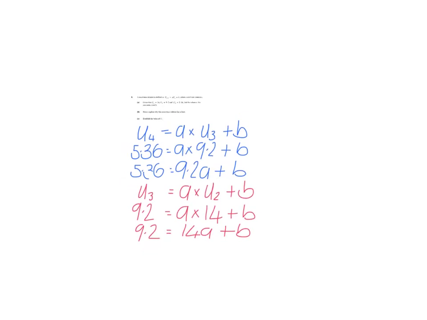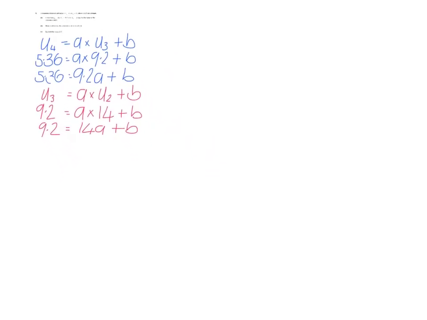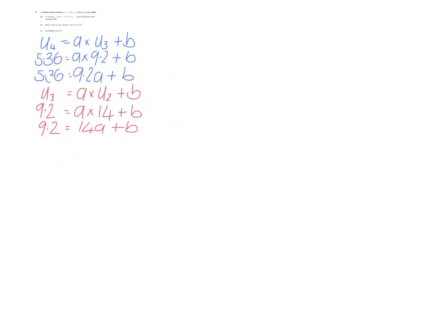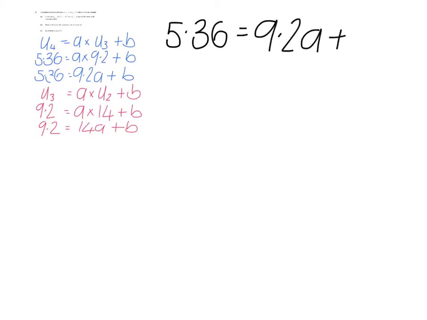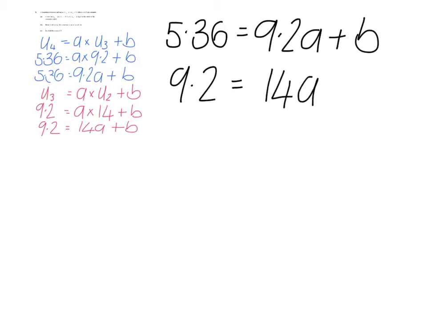So again, we'll give ourselves a little bit of room. So we'll do that over here. So we'll write down the two equations. The first one is 5.36 equals 9.2a plus b, and the second one is 9.2 equals 14a plus b.